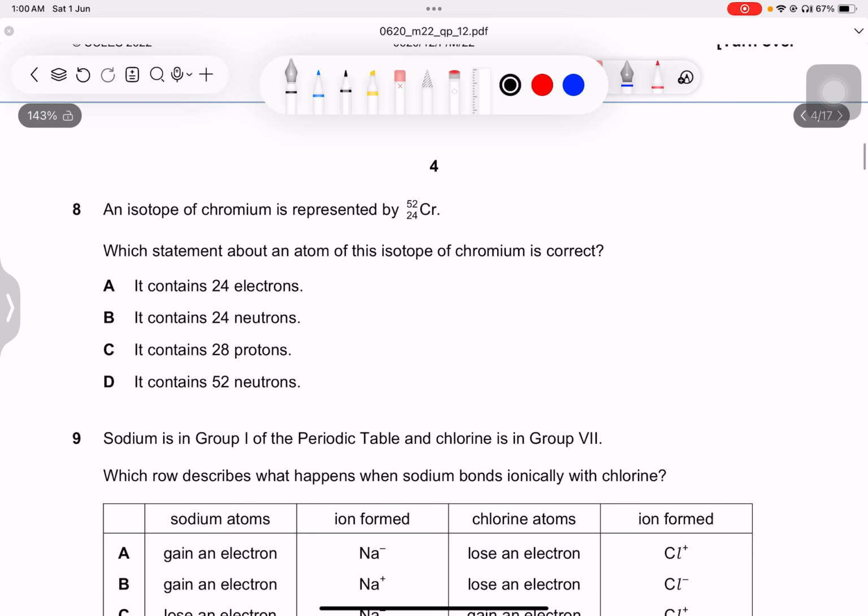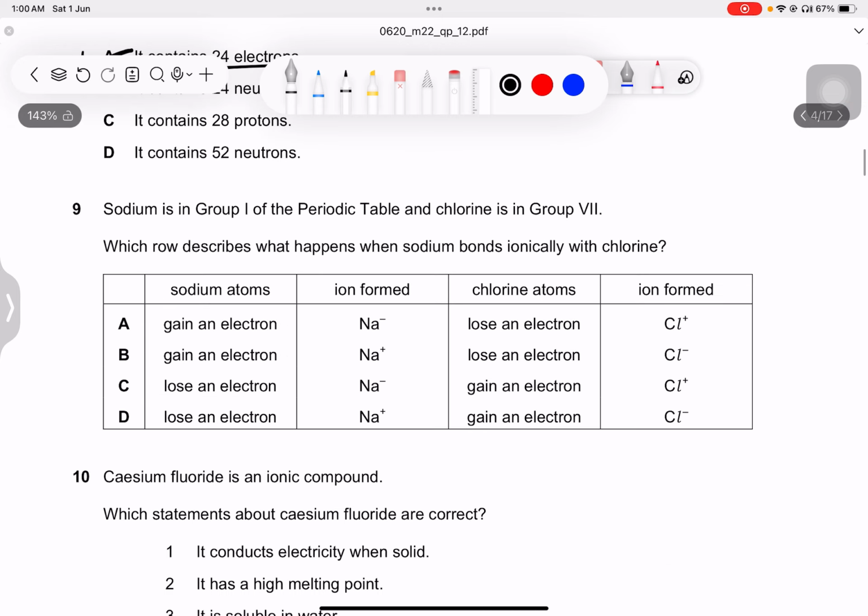An isotope of chromium is represented by this, which statement about an atom of this isotope of chromium is correct. So this is the mass number, this is the proton number. Mass number is the sum of the protons and the number of neutrons, and the proton number equals to the number of electrons in a neutral atom. So it contains 24 electrons. This is correct because 24 protons mean that it contains 24 electrons too.